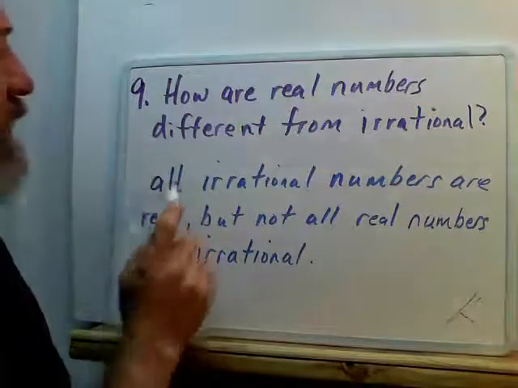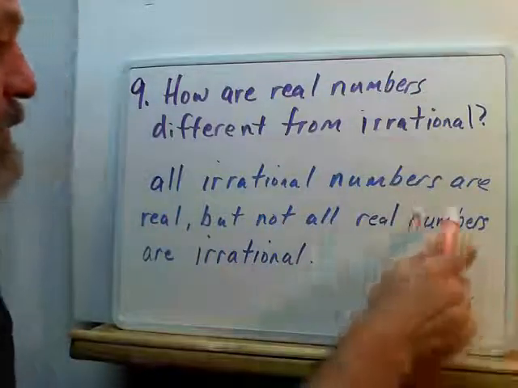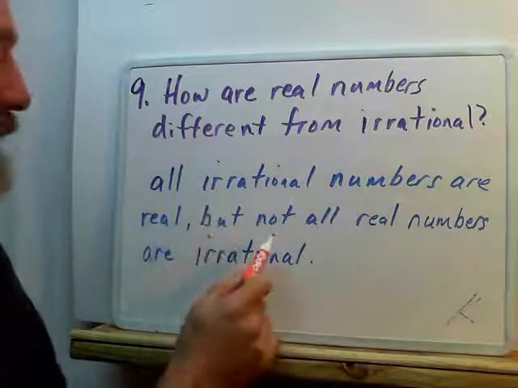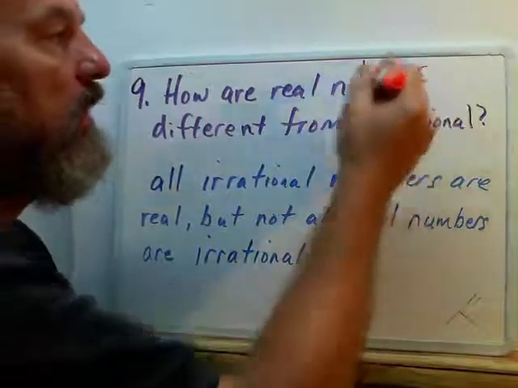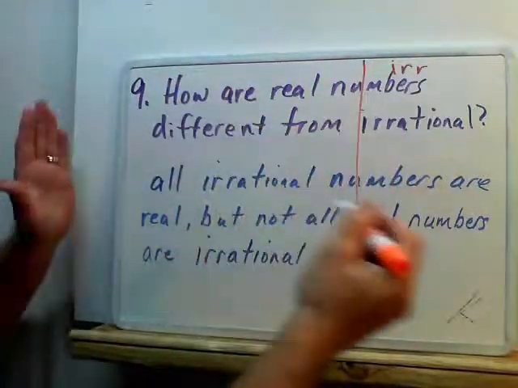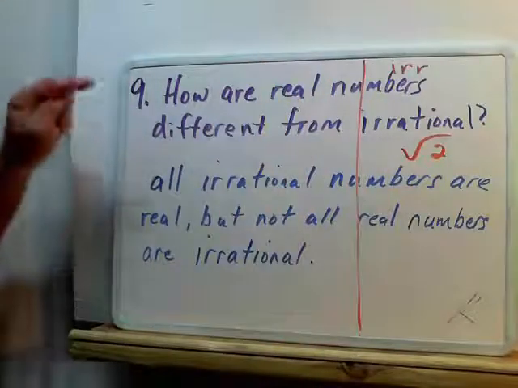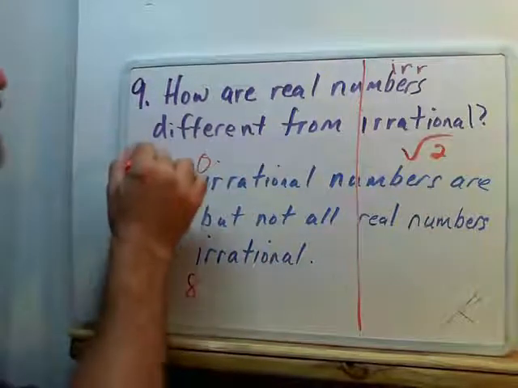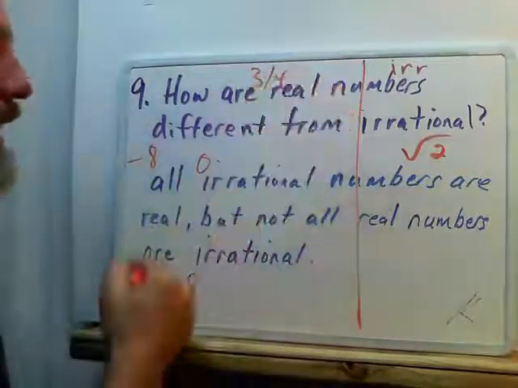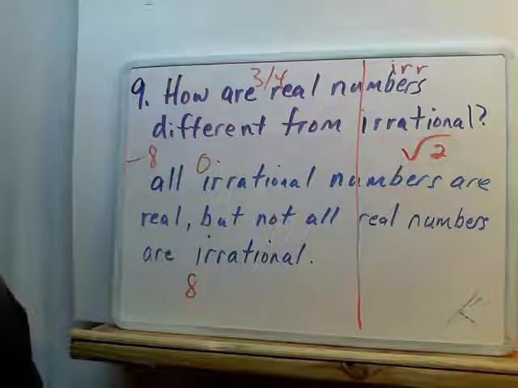So the key thing to recognize there is all irrational numbers, that would be this strip over here on your Venn diagram, are real, but not all real numbers are rational. Again, I'm going to draw a line here. Remember, we had irrational over here, and we had rational, whole, etc. So square root of 2, for example, is irrational, and it's still real, but not all real numbers are. If we took the numeral 8 over here, or 0, or -8, or 3/4, none of those are irrational. So again, all irrational numbers are real, but not all real numbers are irrational.